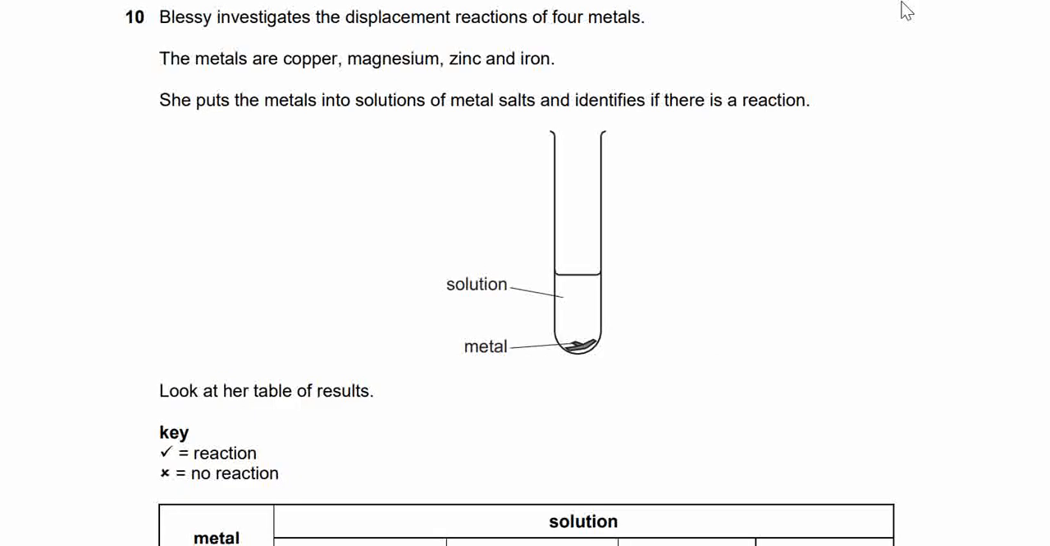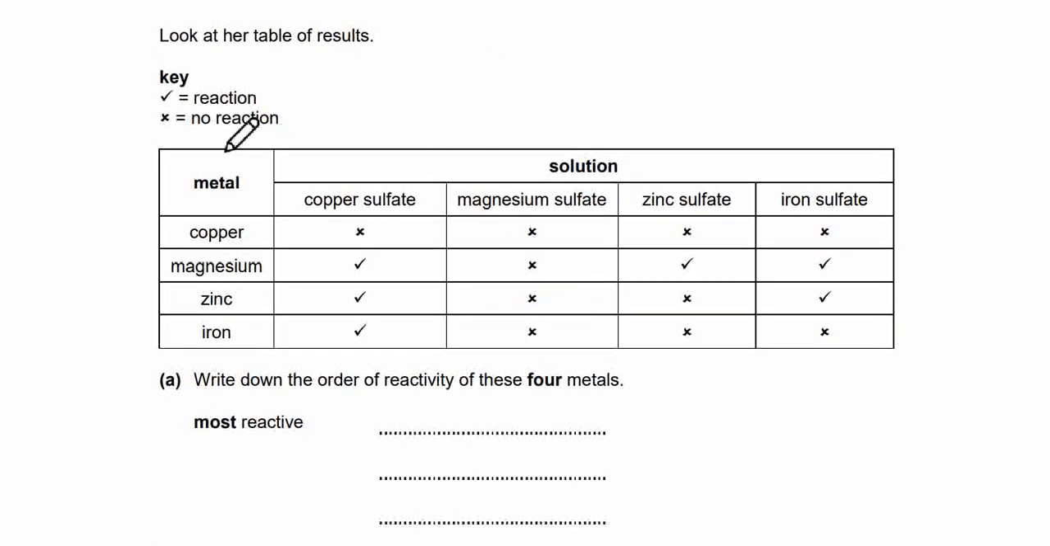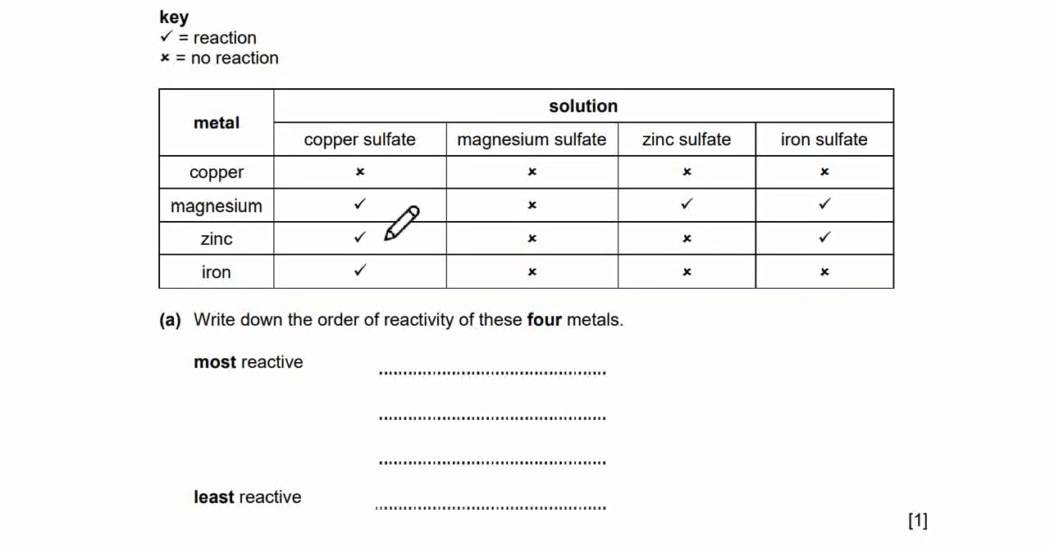Next, question 10. This investigates the displacement reaction of 4 metals. Metals are copper, magnesium, zinc, and iron. She puts the metals into solutions of metal salts and identifies if there's a reaction. Look at her table of results. Tick means reaction. Cross means no reaction. So let's fill the answer slot. You see metal here, copper, magnesium, zinc, iron, and this is the solution. And write down the order of reactivity of these 4 metals.